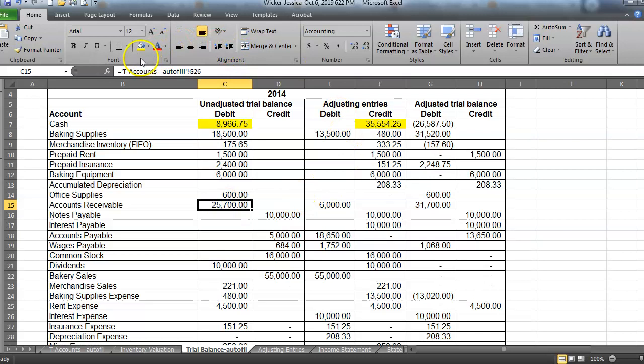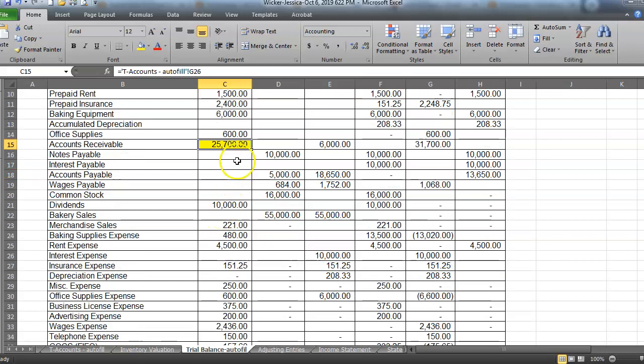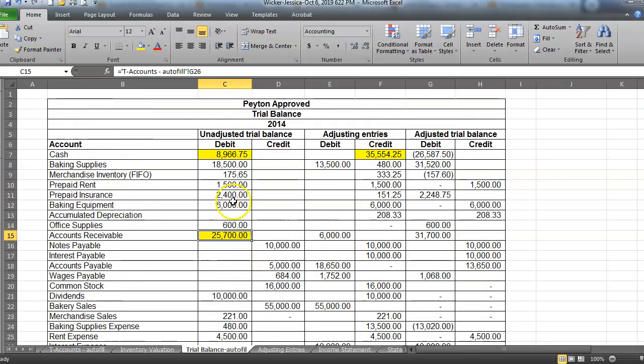Also, it looks to me that you're missing some transactions with your accounts receivable because this balance is very, very high. It may have been some debits, but I don't think there are enough credits here. So I've noticed some errors there. I'm going down further, and so far, I think those are the two errors that I've seen.